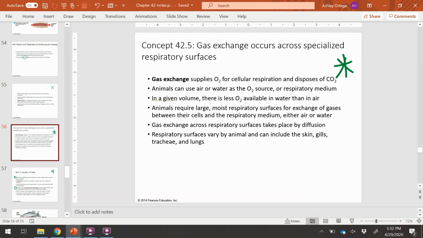And so animals require large surfaces for gas exchange. These must maintain a moisture level to allow for efficient transportation of oxygen and carbon dioxide freely from cell to cell through diffusion. And so there are different respiratory surfaces. We'll look at some of those. They are the skin, gills, tracheae, and lungs.